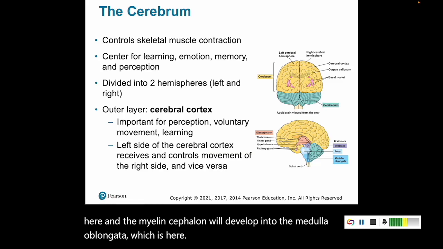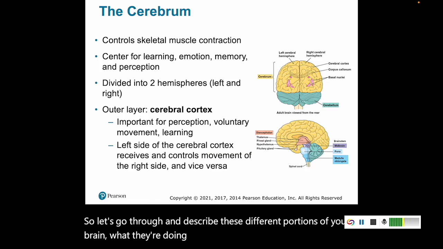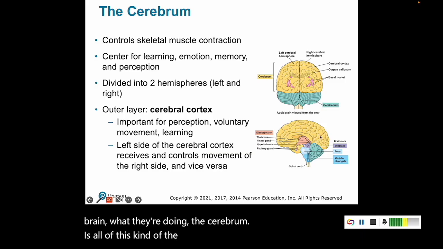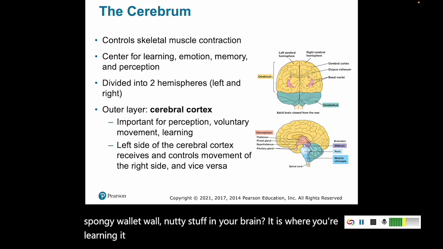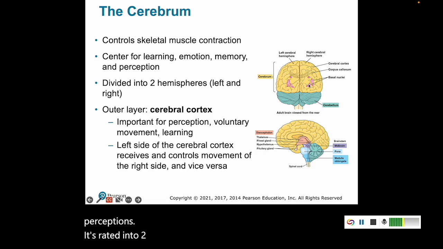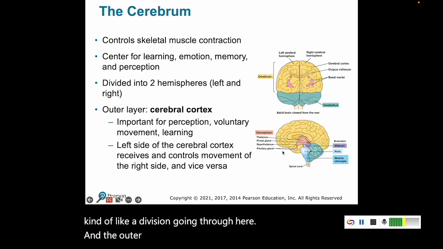So let's go through and describe these different portions of your brain, what they're doing. The cerebrum is all of this kind of the brainy, what you think of like that brainy, spongy, walnutty stuff in your brain. It is where you're learning. It is the center for your emotions, memory, and perceptions. It's divided into 2 hemispheres, left and right. You can see there's kind of like a division going through here. And the outer layer is called the cerebral cortex.